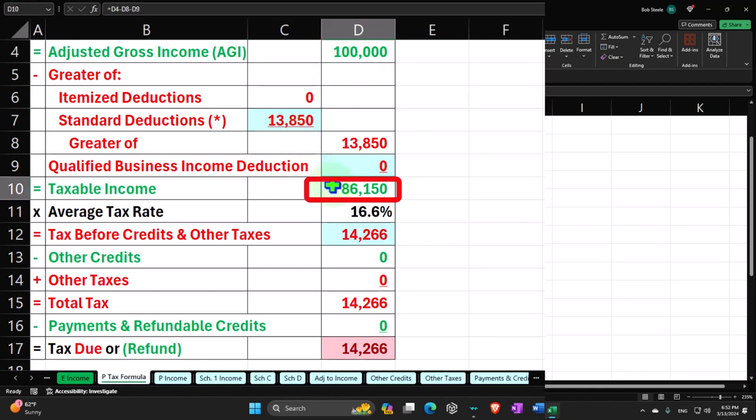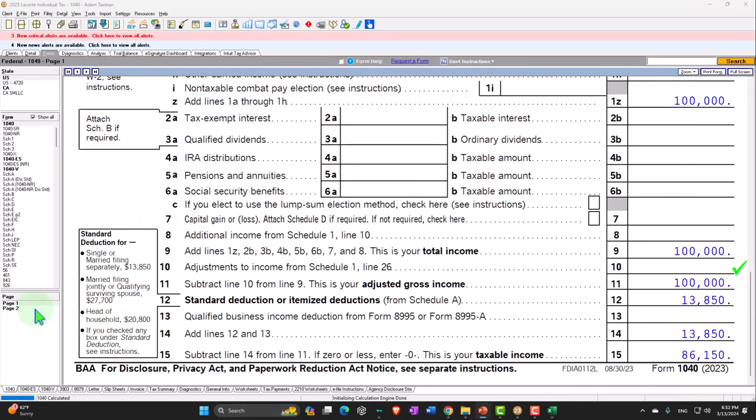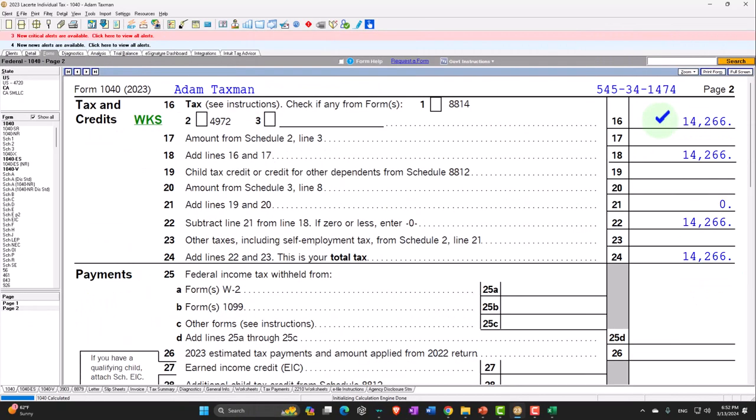$13,850 getting us to the $86,150. The tax calculated at $14,266. On page 2 of our Form 1040, we can see the $14,266. All right, let's go back to page 1.